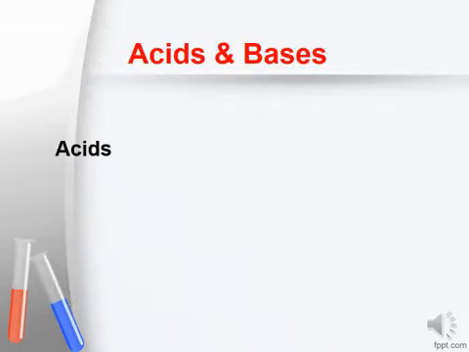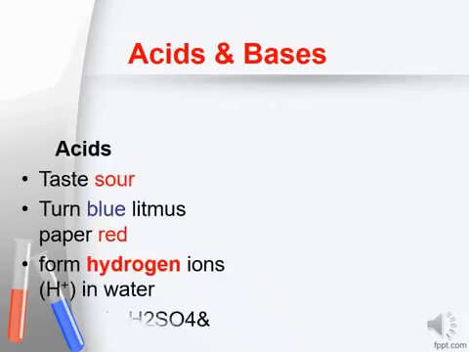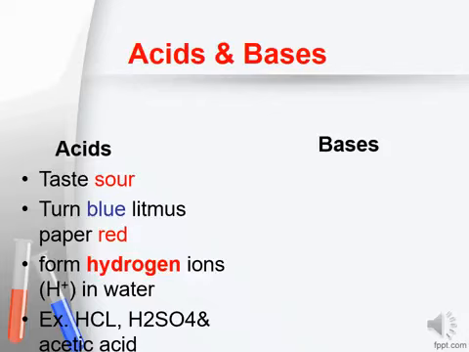First, what are acids and bases and what are their properties? Acids taste sour, like lemon and orange. What about the effect of acids on litmus paper? The blue litmus paper will be turned into red.